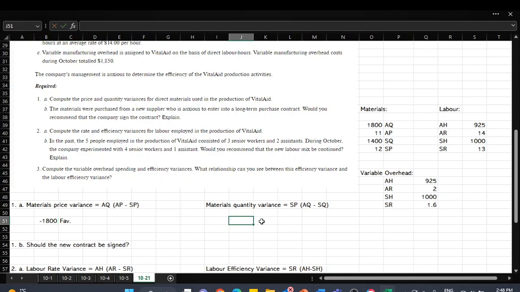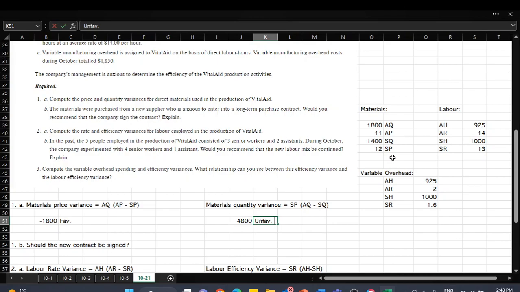So next we're going to look at our materials quantity variance. Our standard price was 12, and we multiply that by our actual quantity minus our standard quantity, and that's going to give us an amount of 4,800, and it's displaying as a positive number, which means that this is going to be an unfavorable variance.